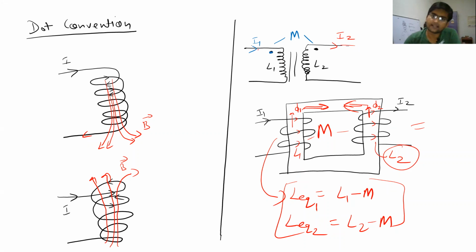So now we can say that if the current is coming in at the dot for the primary circuit, and for the secondary circuit the current is going out of the dot, then in that case your M will have a negative sign for both the coils, right? And as opposed to that, if both the dots have current either coming inside or going outside, in that case your mutual inductance M will have a positive sign. So let us write down all these cases.